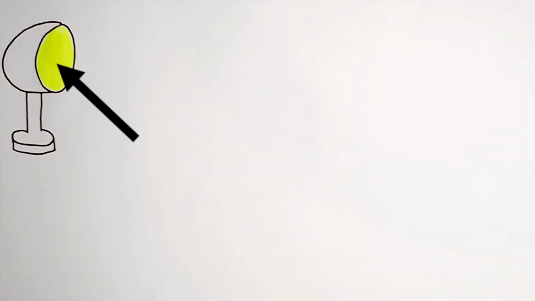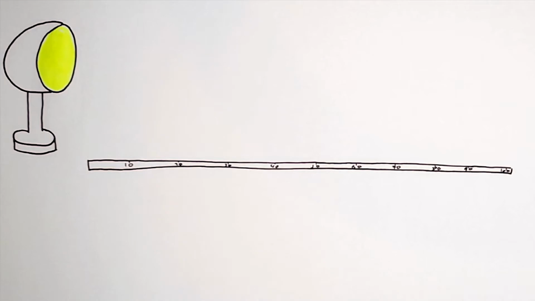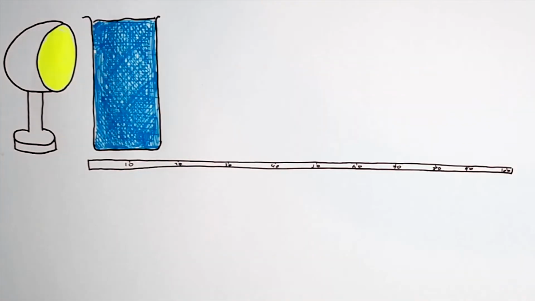So we start off with our light source. This here is our light source. You place a ruler away from the light source. So the light is going to pass through the beaker of water.